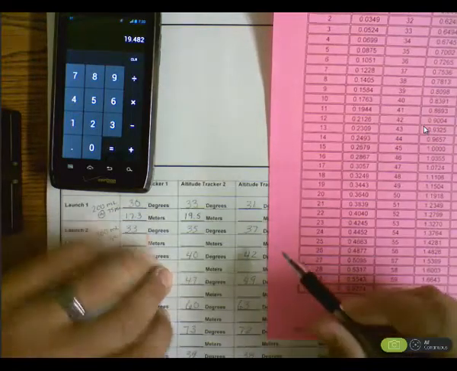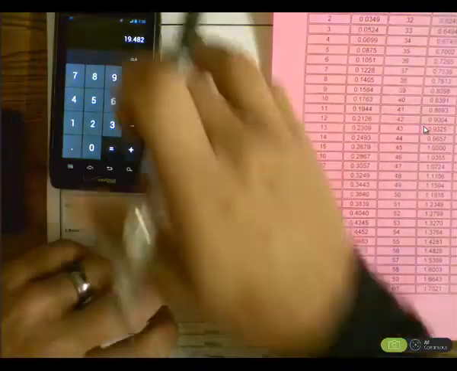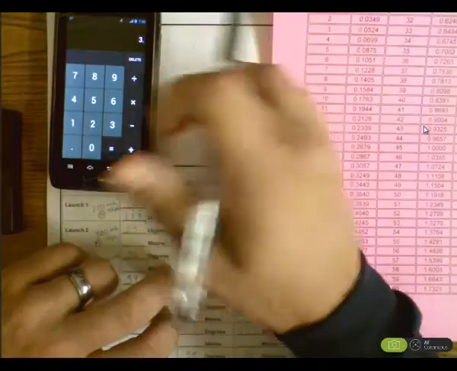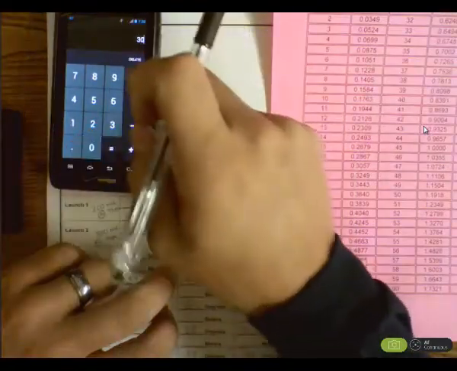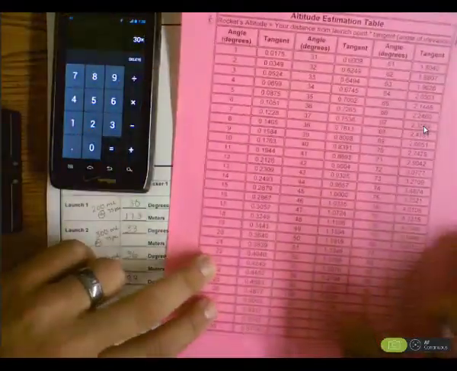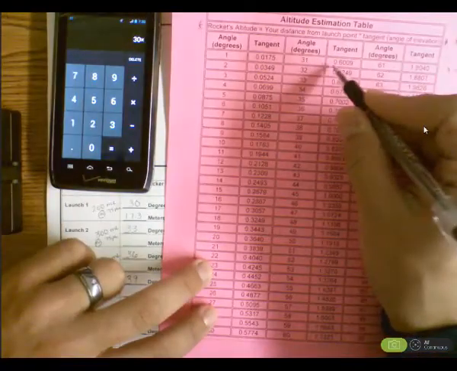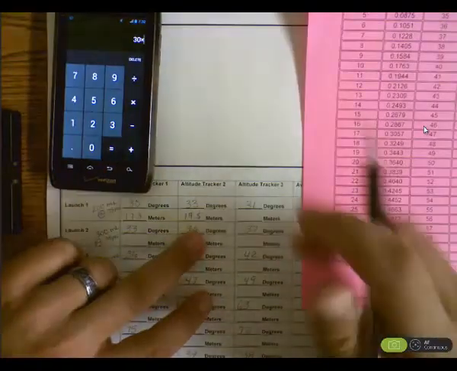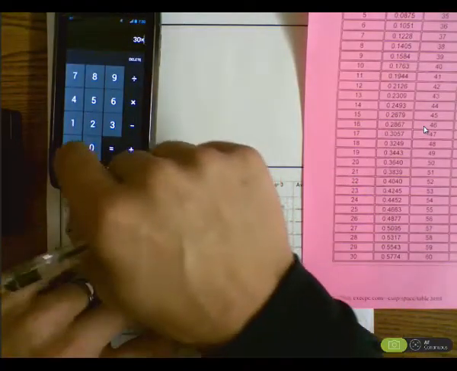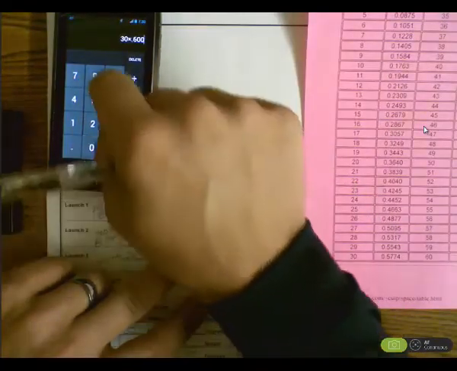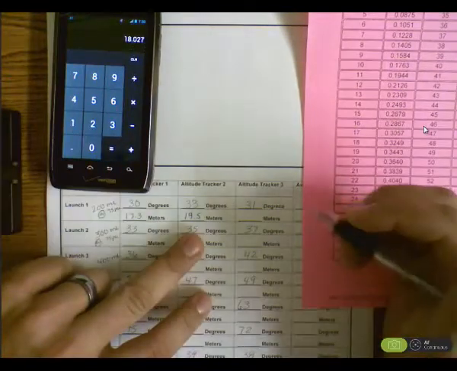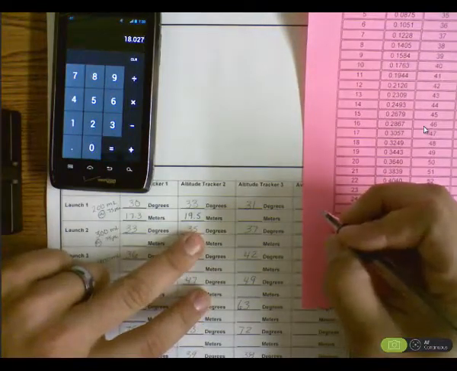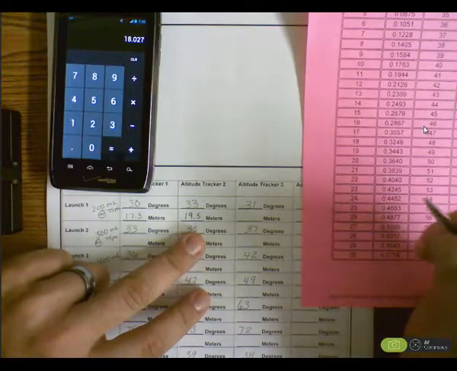Then I go to my third one, 31 degrees. So again, it's 30 times, in my chart I go to 31 degrees, which is 0.6009. 30 times 0.6009 equals 18.027. In this case, I'm going to round it just to 18.